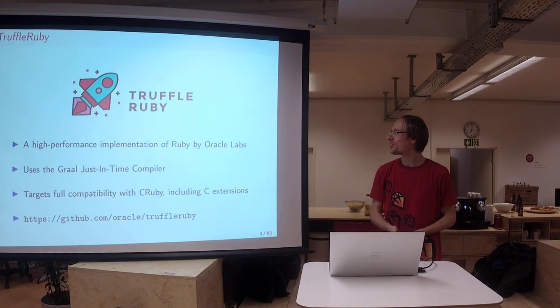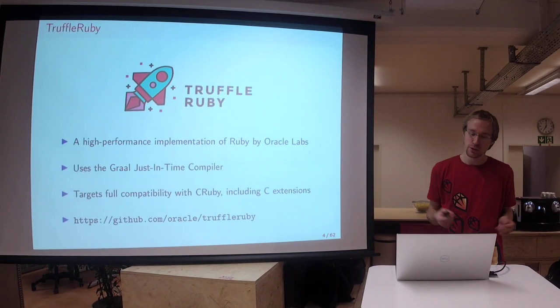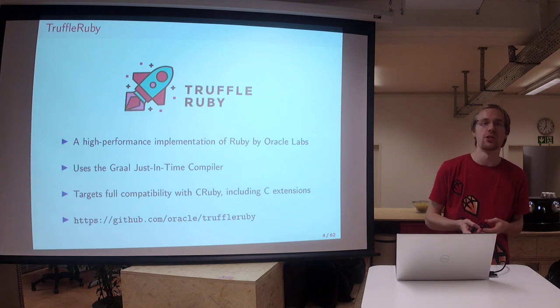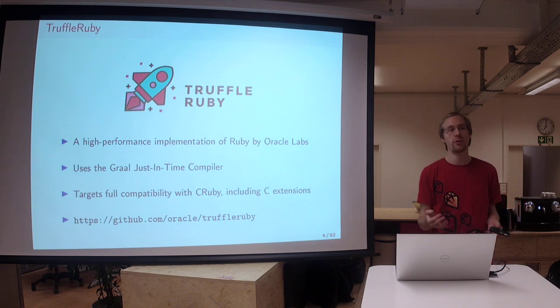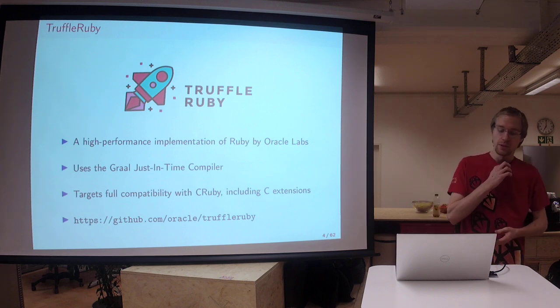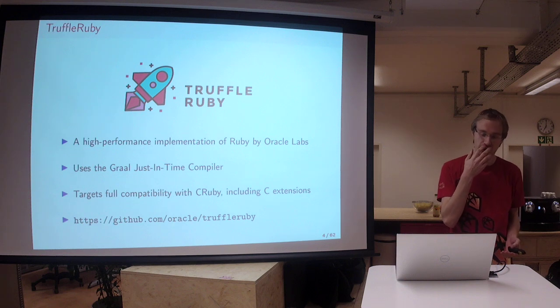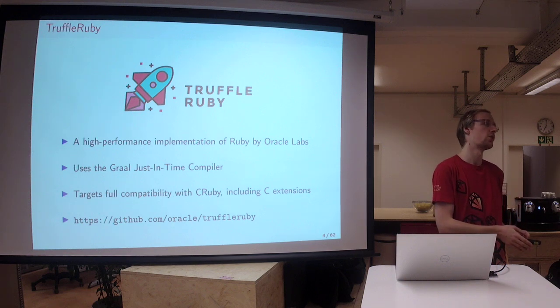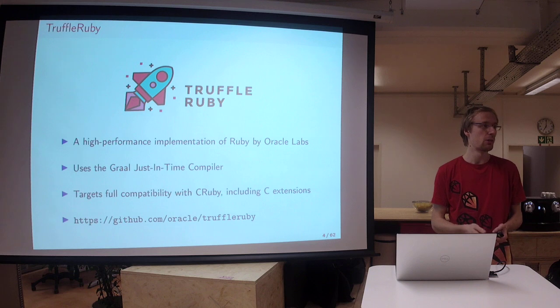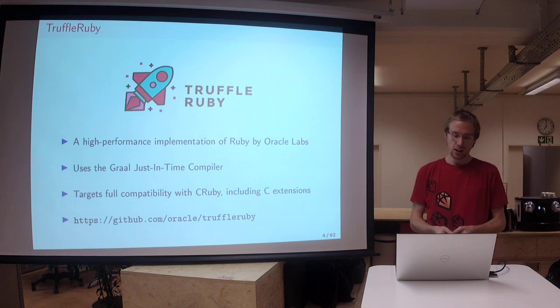So first, TruffleRuby intends to be high performance, to really reach a new level of performance that other Ruby implementations just never reached so far. We try to be as fast as the fastest just-in-time compiler for a dynamic language, for instance V8 for JavaScript. We try to be as fast as that for Ruby.